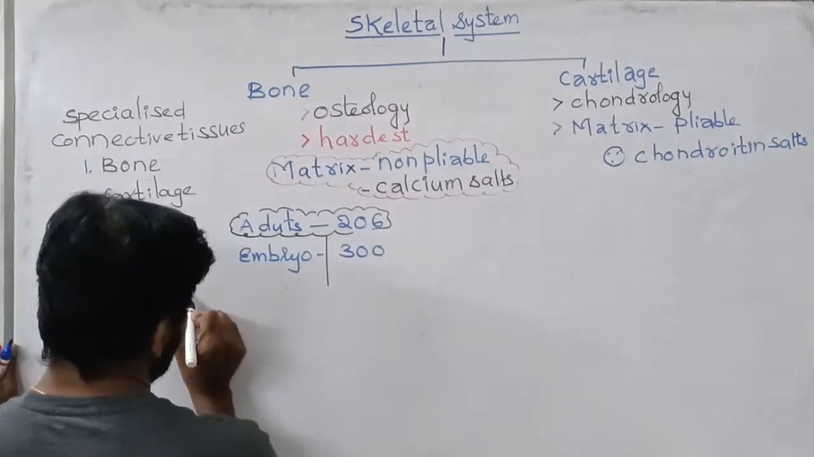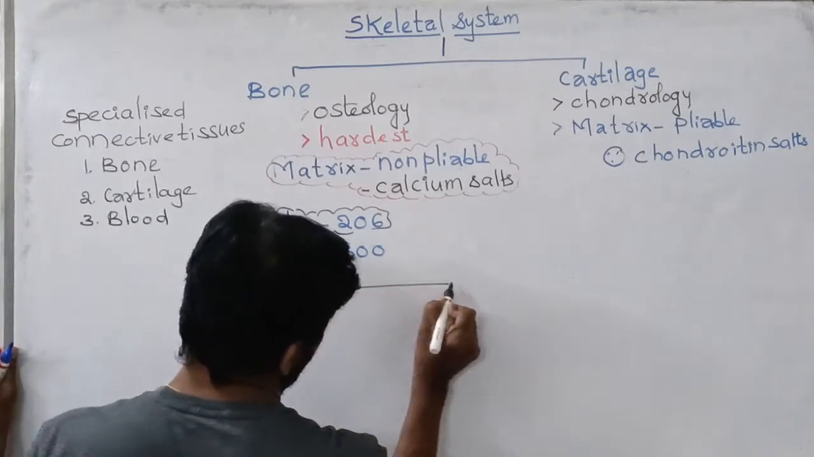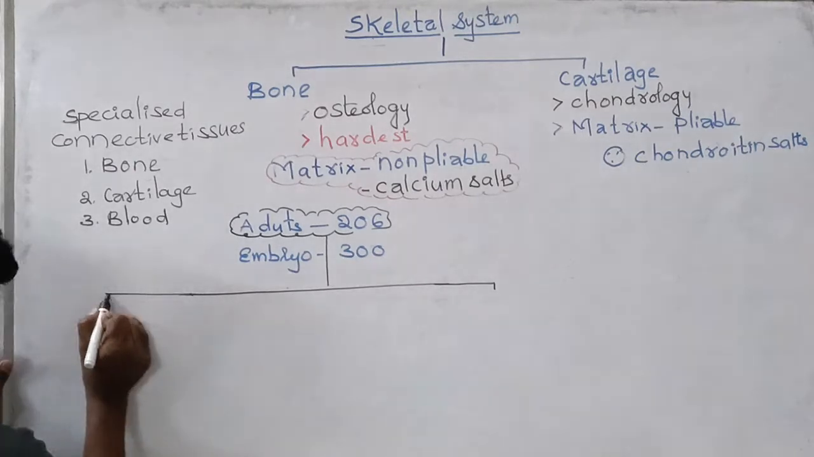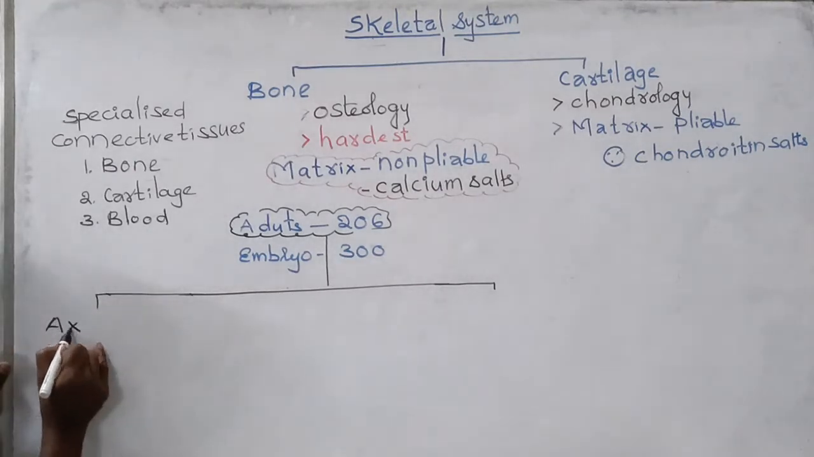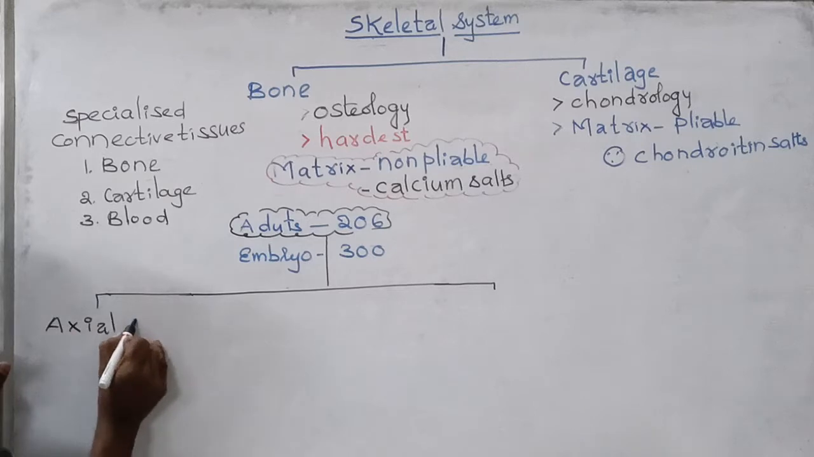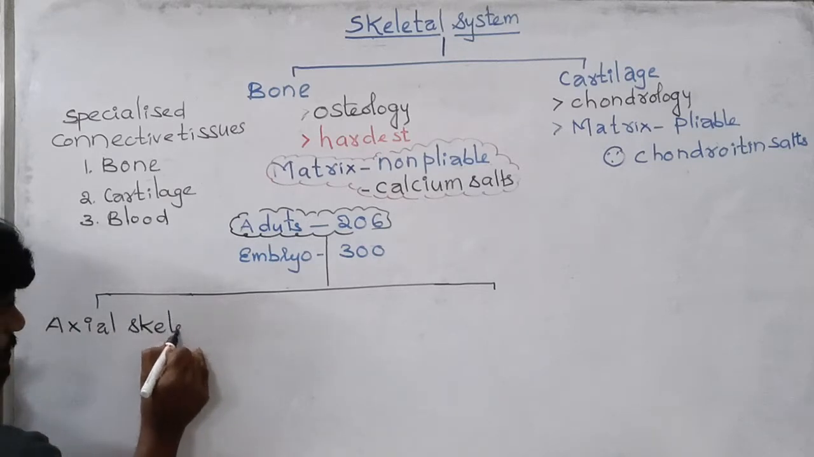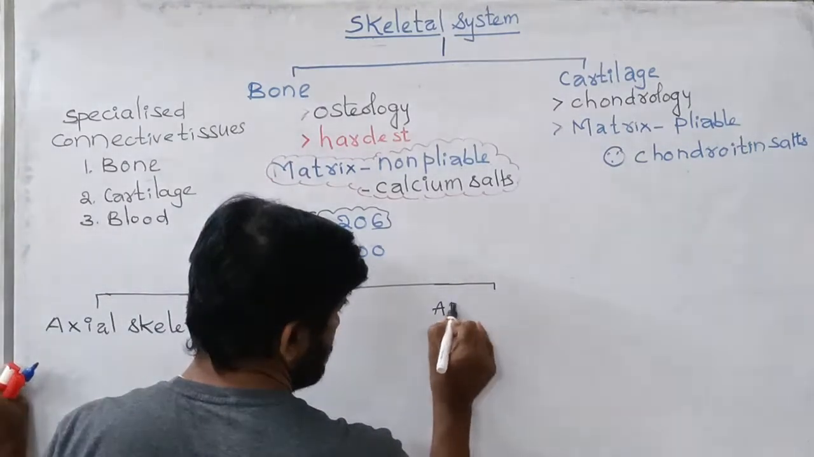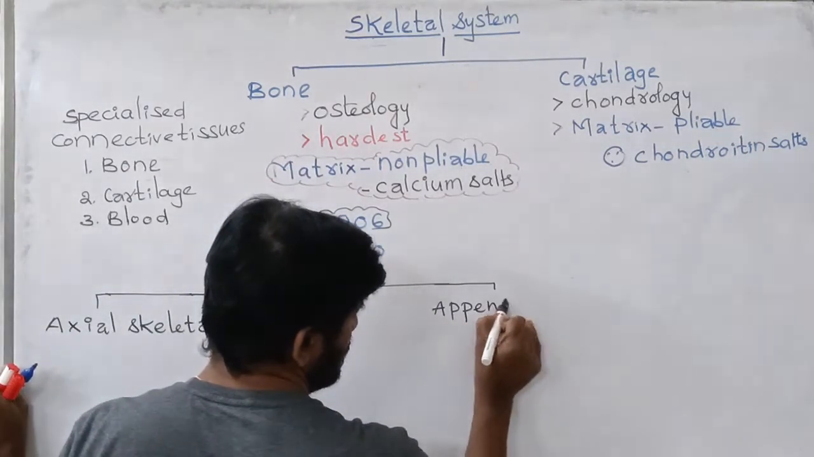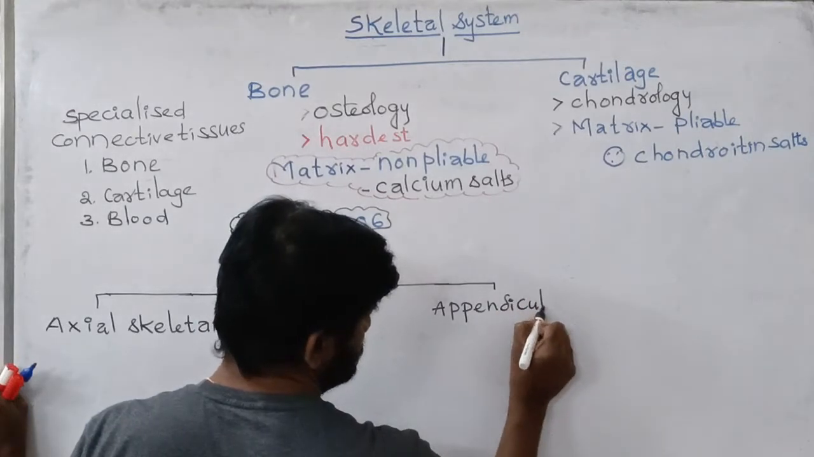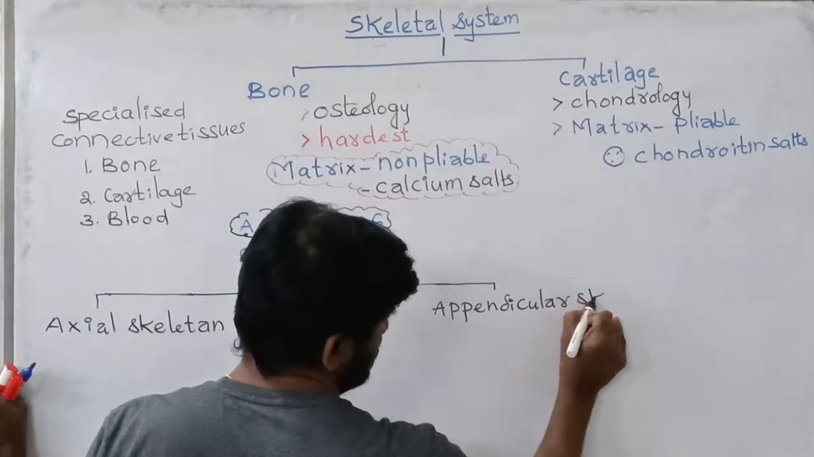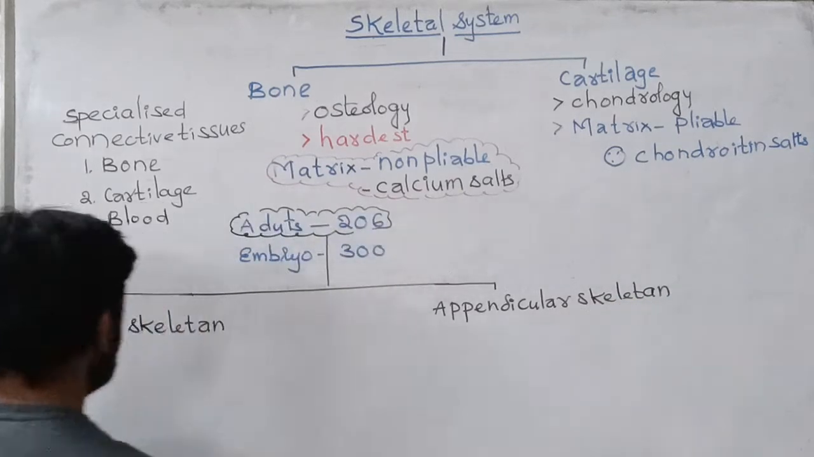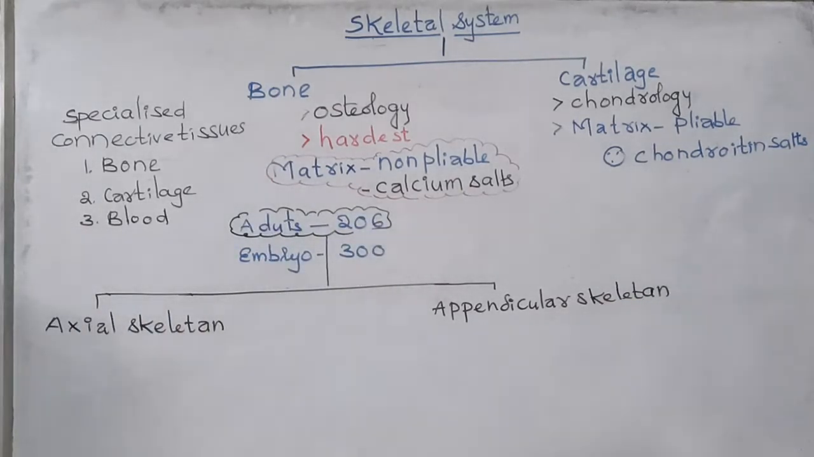The human skeletal system is of two parts. One is the axial skeleton. Second, the appendicular skeleton. These are two types of the skeletal system: the axial skeleton and the appendicular skeleton.